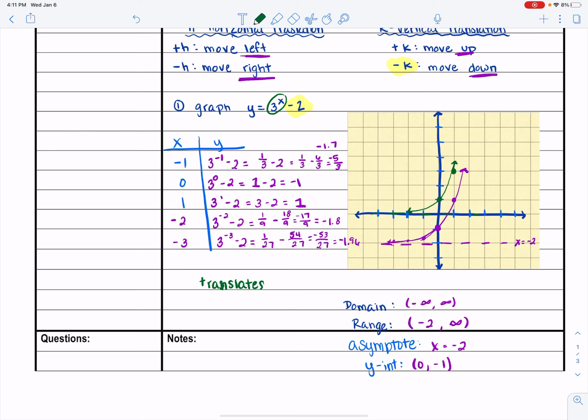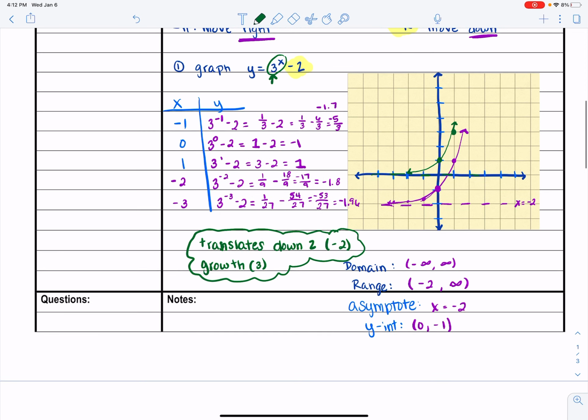Translates down 2. The other thing we can tell is because the b value is greater than 1, then we can say that this is going to be an exponential growth because of the 3. Okay? So it translates down 2, that's because the minus 2 in the back, and it's growing because the b value is a 3. Okay, so now we know how to just blindly graph that equation, but we also know how to compare it to the parent function. Okay, next.